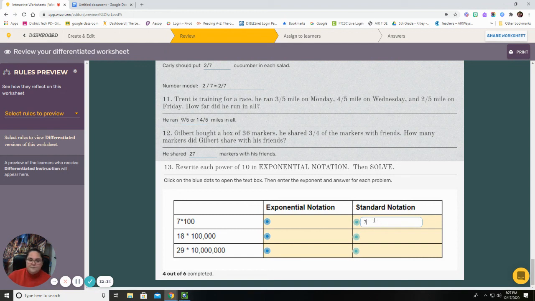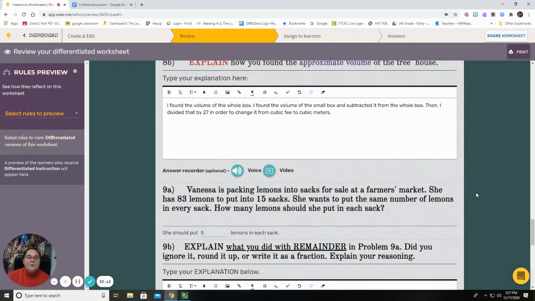7 times 100 is 700. 18 times 1,000 is 1,800,000. The way I did that so quickly is I literally typed 18 and then I added 5 zeros. This time I'm going to do 29 and add 7 zeros. All right. 29, 1, 2, 3, 4, 5, 6, 7. And then I put my commas. There you go. That's how you answer that question.